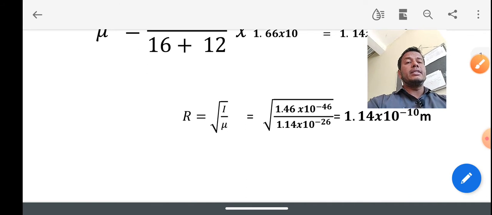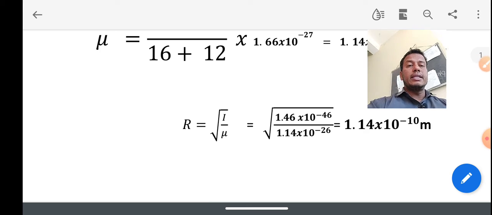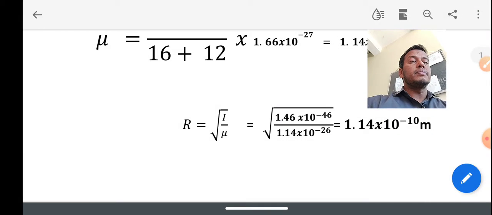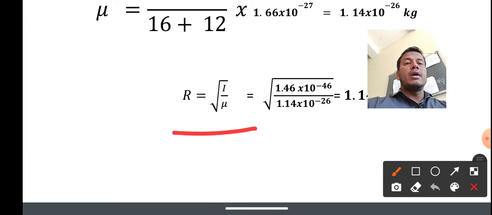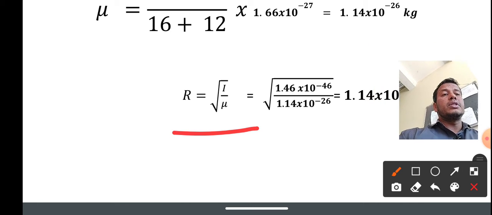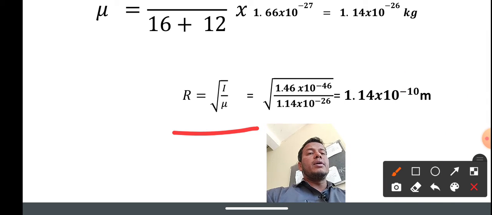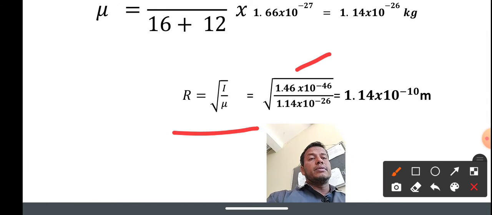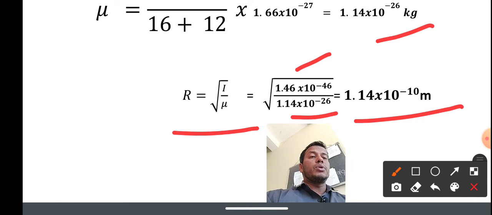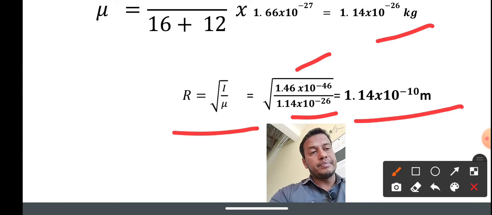To calculate the bond length, I equals mu R square, so R is equal to the square root of I by mu. I is 1.46 into 10 to the power of minus 46 divided by mu, which is 1.14 into 10 to the power of minus 26. Its value gives the bond length as 1.14 into 10 to the power of minus 10 meter.